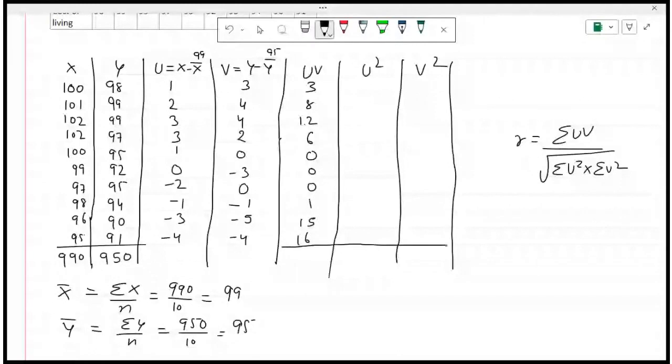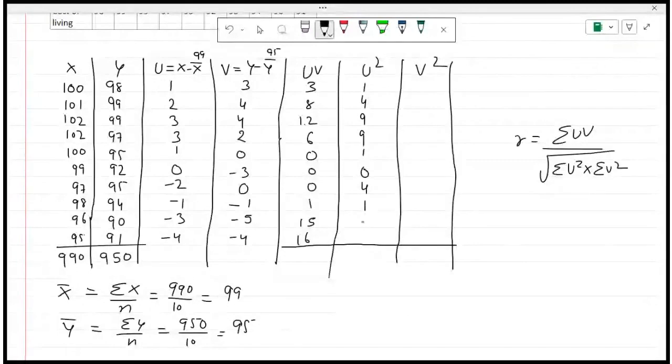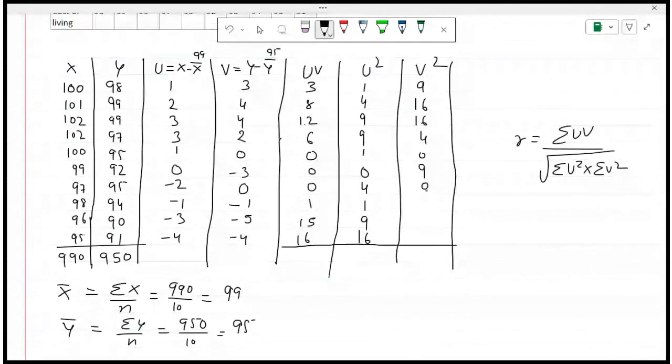Now we'll find U square. 1, 4, 9, 9, 1, 0, 4, 1, 9, 16. Okay, I will find V square. 9, 16, 16, 4, 0, 9, 0, 1, 25, 16. Okay.